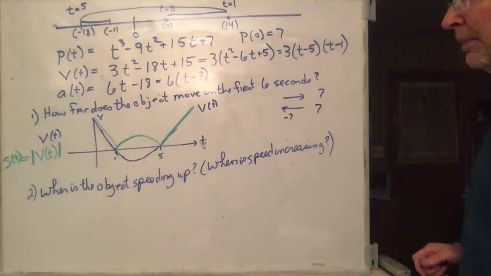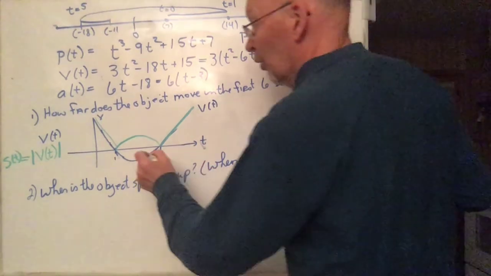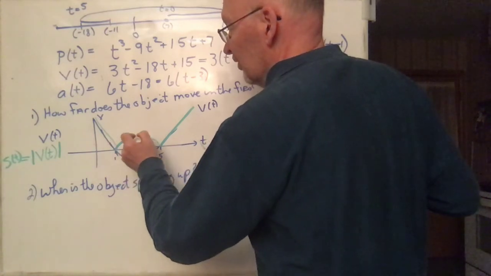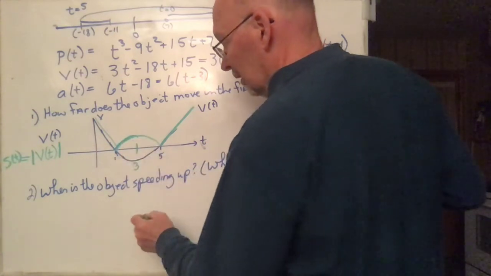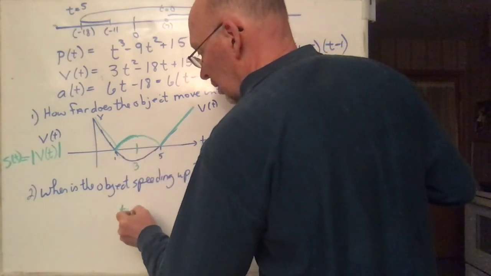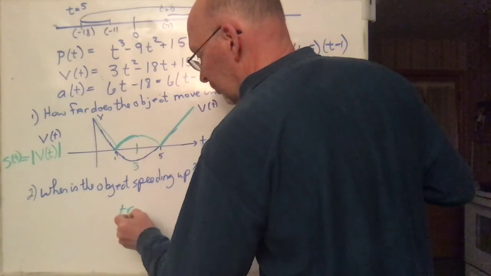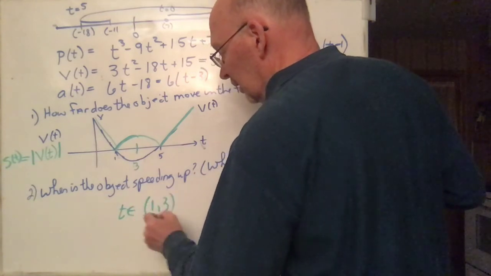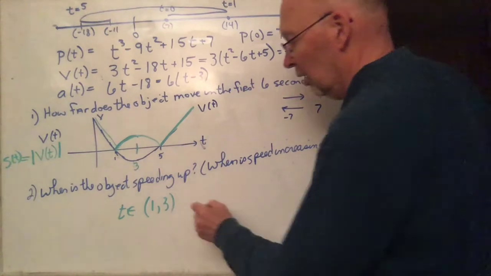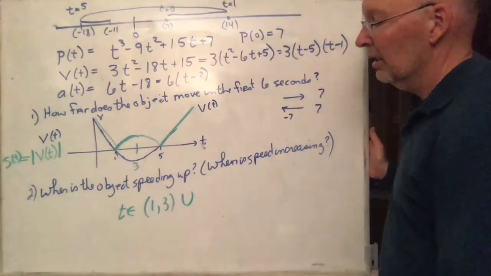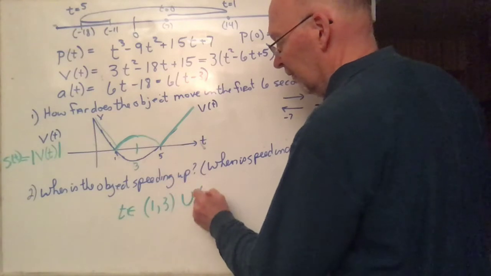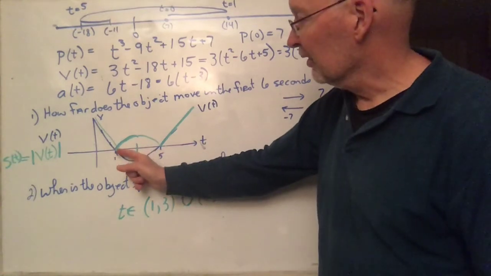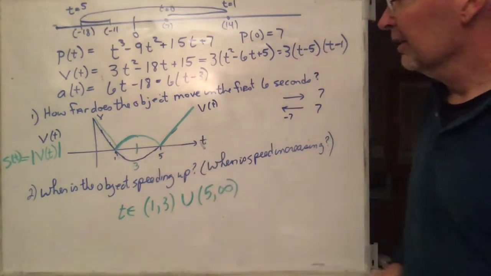So when is it speeding up? When is the speed increasing? Well, notice that the speed is increasing. This was the point 3 right there. So the speed is increasing from 1 to 3. So t is a member of the interval from 1 to 3. It belongs to the interval 1 to 3. Or the other option is once you pass 5, from 5 all the way out to infinity. So there's where the speed's increasing, right from there to there, and from there to there.